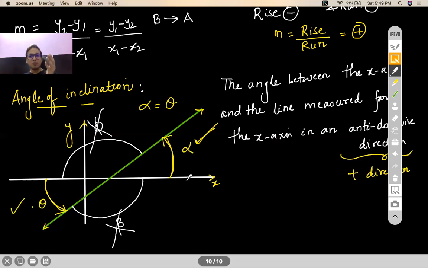Okay. Now, what is the misinterpretation that people make? Positive direction of x-axis means positive x-axis. No. Positive direction from the x-axis means measured in an anti-clockwise direction from the x-axis. Are you getting my point?